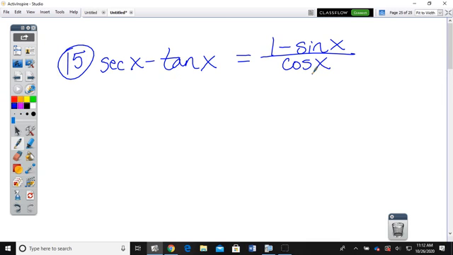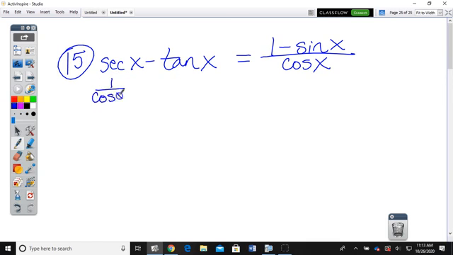What side do you think I'm going to try? The left. But the right looks a little more complicated. But what does the right already have? That's right, sine and cosine. It's already sine and cosine. So it is what it is, okay? So I'm going to try the left side. What do I change secant to? 1 over cosine, the reciprocal.